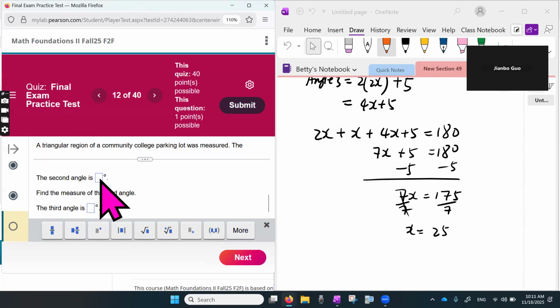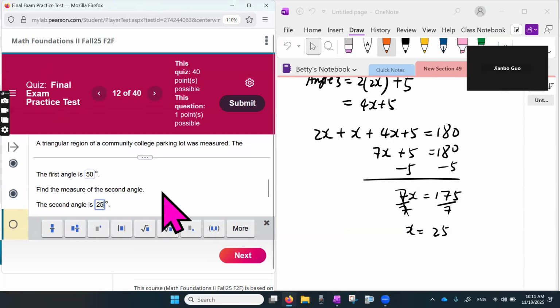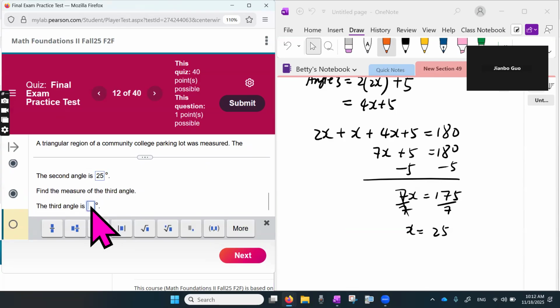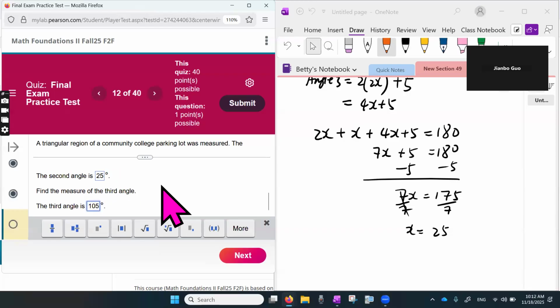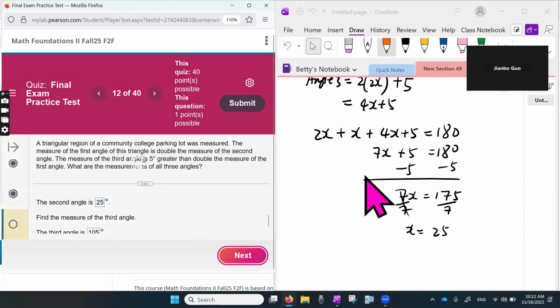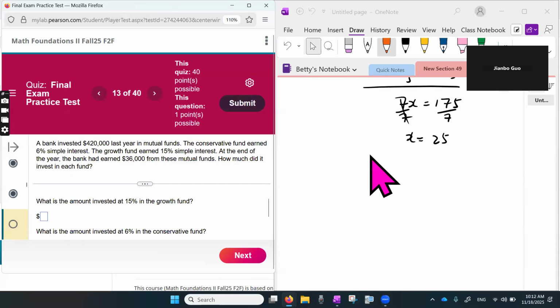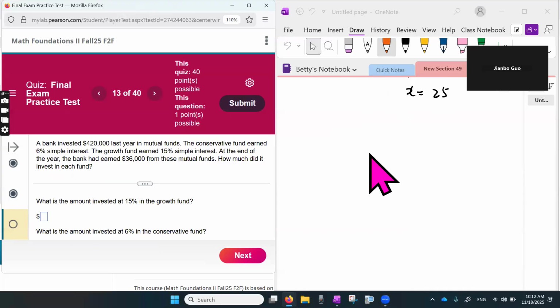Second angle is 25. And what about the third angle? The third angle is going to be 105. Just plugging in right here. Let's double check. First angle is twice the second angle. Third angle is double the first angle plus 5. And they do add up to 180. Yeah, that sounds good. Word problem, application problem. When you check your answer, bring your proposed answer back into the original sentences.